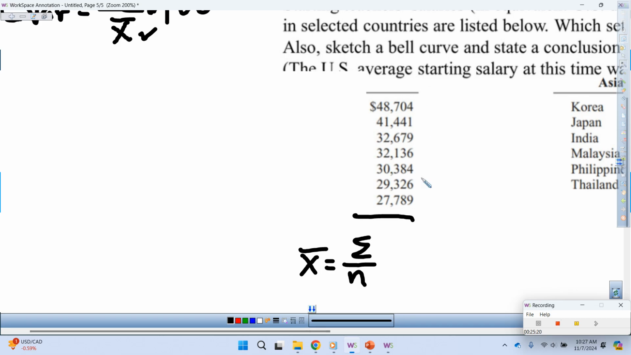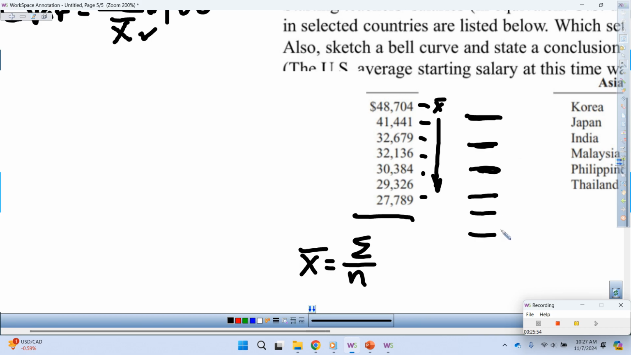And what do we do with that mean? What would be the next step? Talking to your neighbor. What would be the next step? Go ahead and pass someone. Kieran. Yeah, subtract the mean from each of these all the way down, right? And we end up with a number here. What do we do with that number after we subtract the number from the mean? Talking to your neighbor, what do we do with that number?